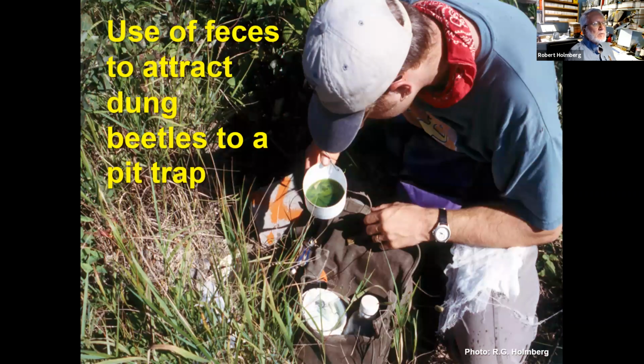So this pit trap was used for collecting dung beetles, and how it was operated is that the researcher used a little tripod with a muslin bag that held some feces, and the feces would attract the insects to the trap, and that's how it operated.